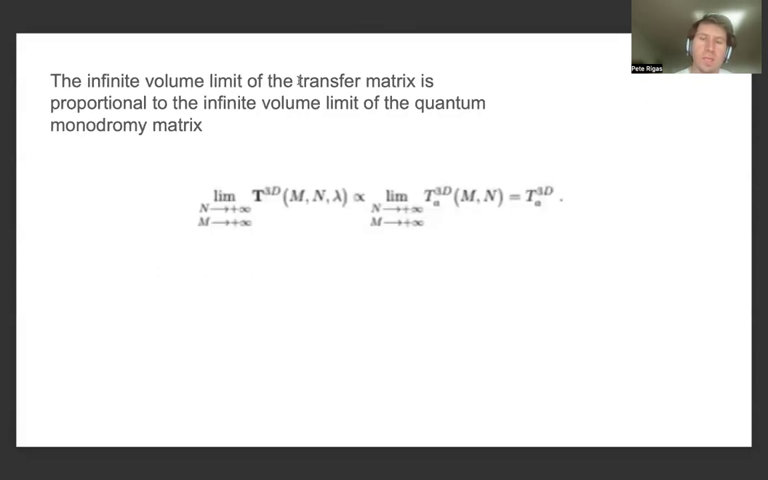And the infinite volume limit of the transfer matrix, like we had mentioned in the previous presentation, is proportional to the infinite volume limit of the quantum monodromy matrix, which is to say that because we use entries in the trace from the 3-dimensional transfer matrix to define the 3-dimensional quantum monodromy matrix, the infinite volume weak limit of both of these objects should be proportional to one another and related.